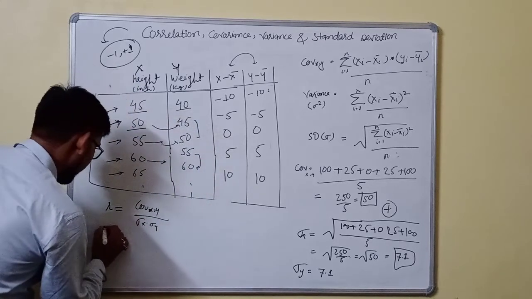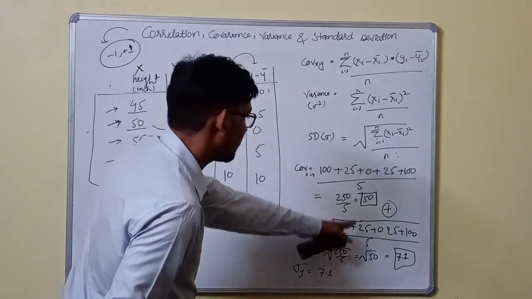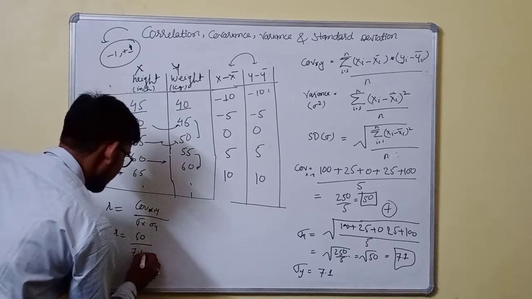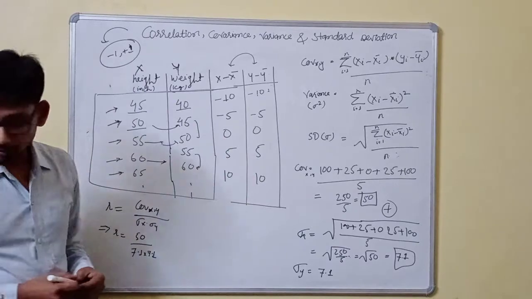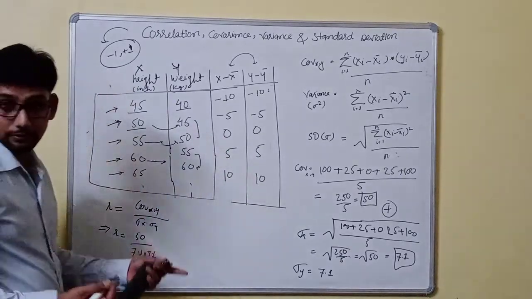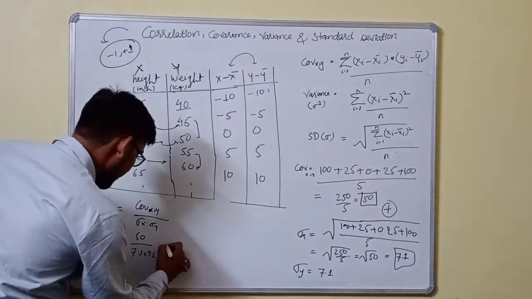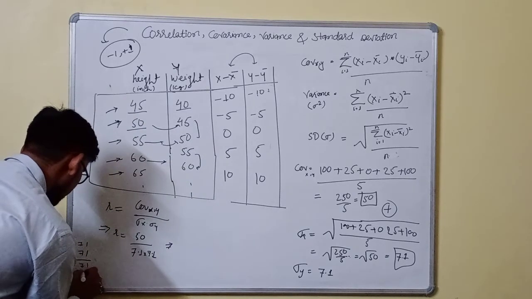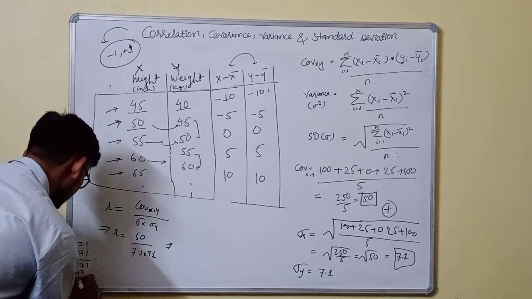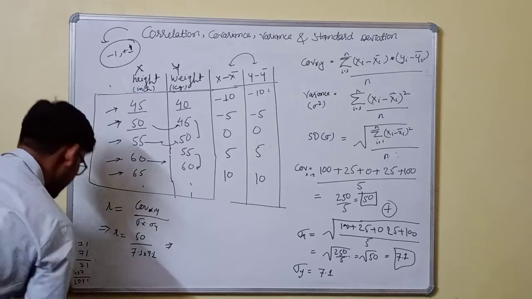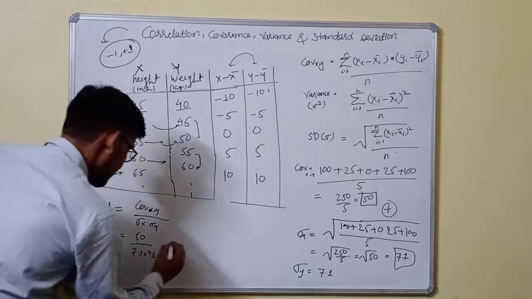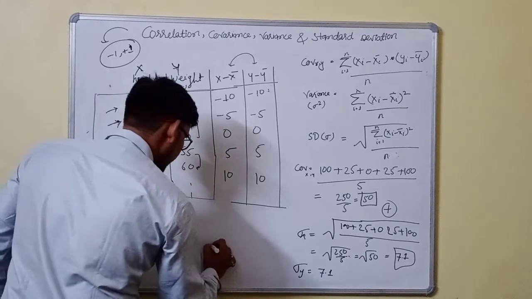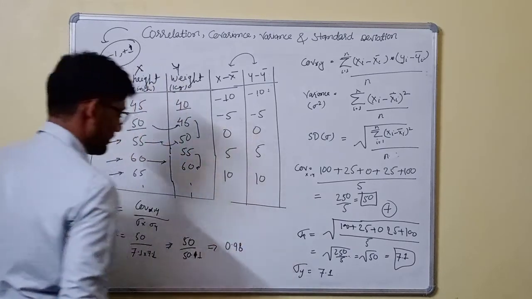Now we have covariance here as 50, divided by 7.1 into 7.1. I don't have the phone right now, so let's calculate it. So it's 50.41. So now 50 divided by 50.41 would be very close to 0.98 something, right?